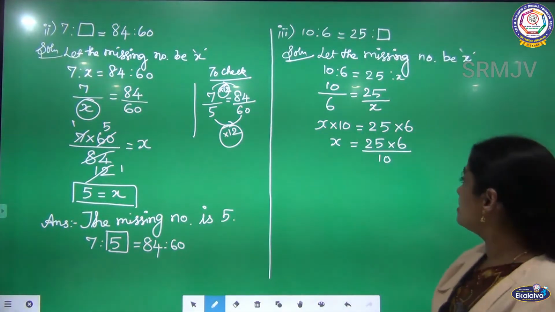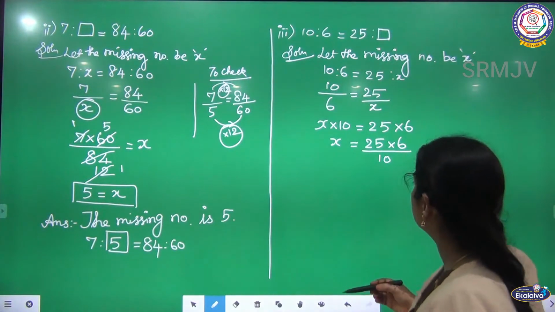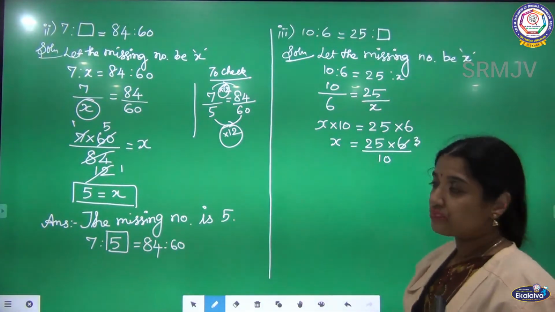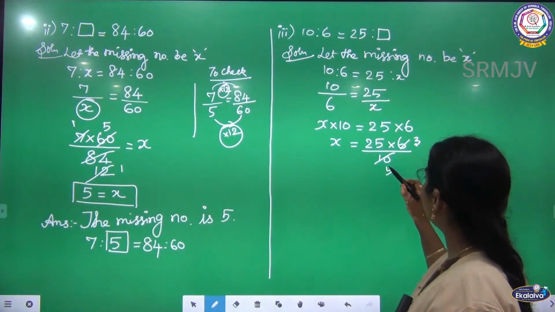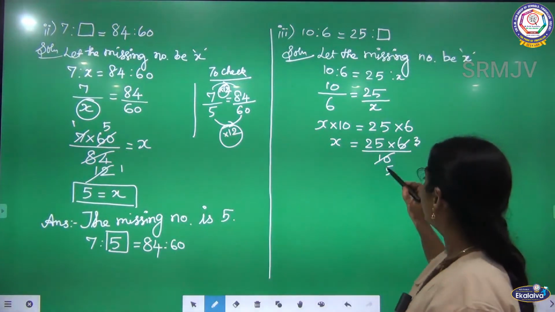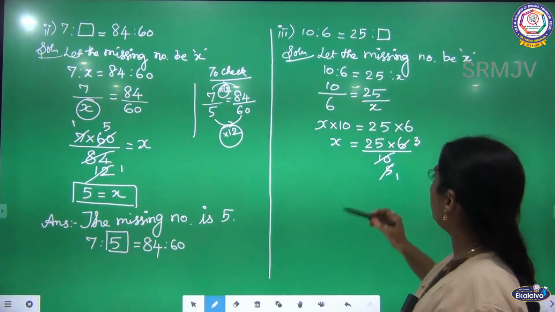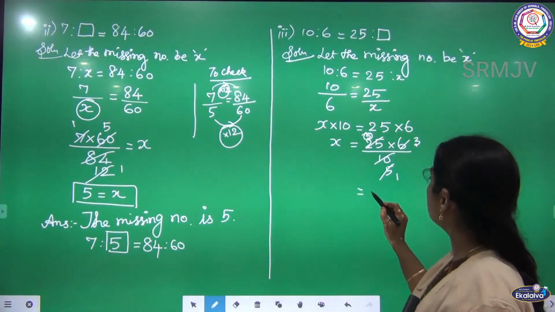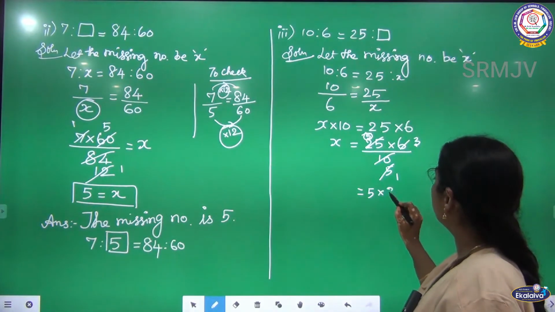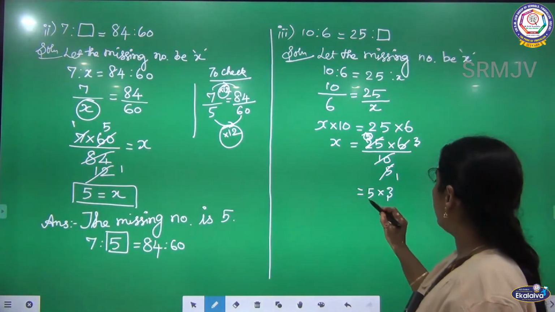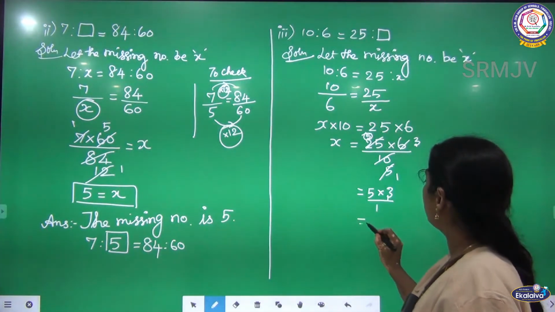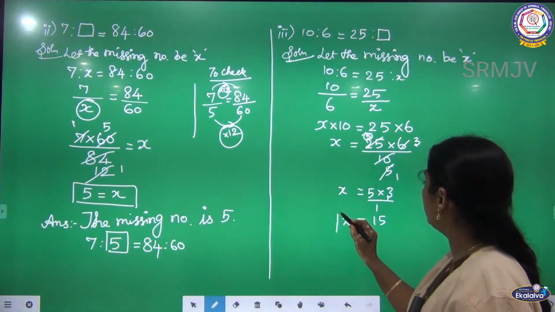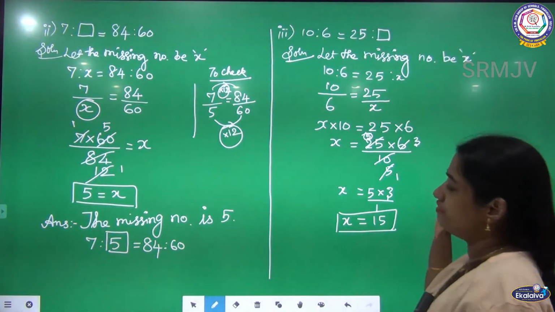Can you clear this? Now I can cancel this. 2 table. 2 3s are 6. 2 5s are 10. Again 5 1s are 5. 5 5s are 25. Now listen, what is there in the numerator? 5 into 3 by 1. So which is what? 15. So X is equal to how much, my dear? X is equal to 15.